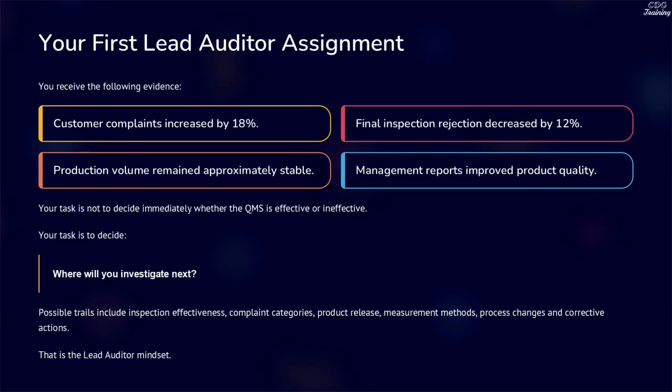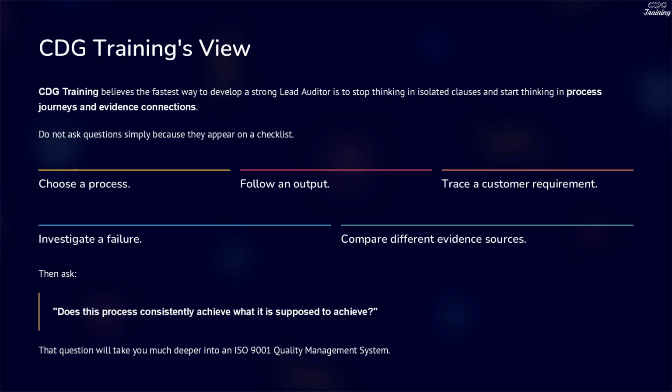Your first lead auditor assignment involves analyzing evidence to determine the effectiveness of the quality management system. Decide where to investigate next based on the evidence provided. CDG Training emphasizes process journeys over isolated clauses. By asking the right questions, you can dive deeper into the ISO 9001 quality management system and achieve meaningful audit results.